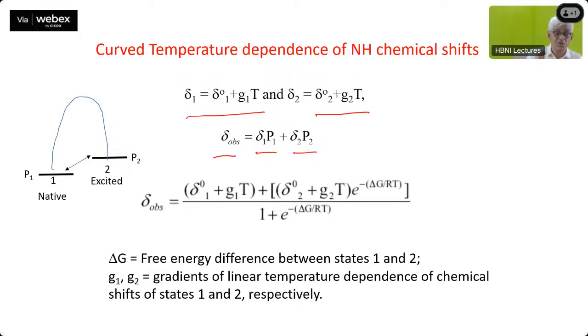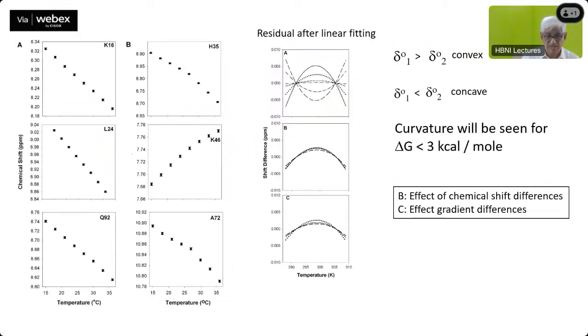So therefore, your observed chemical shift will look like this. It is not a linear thing anymore, as we showed in the previous one, and this is called the curved temperature dependence. So if you plot the chemical shift as a function of temperature, you may find curves like this, curves like this, curves like this, or sometimes even like this, going up also. So how do you figure this out? What do you do there?